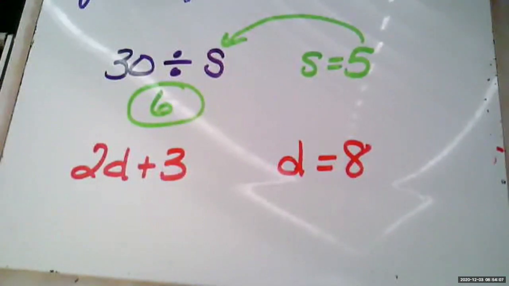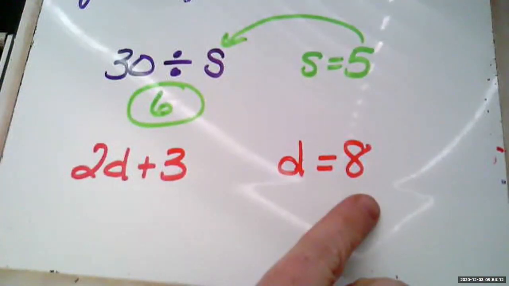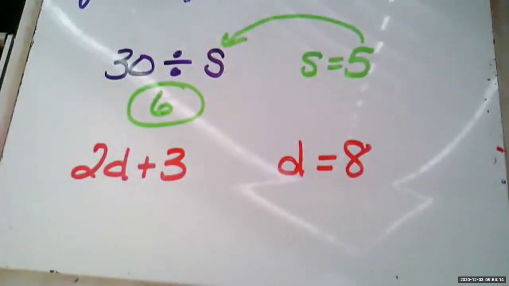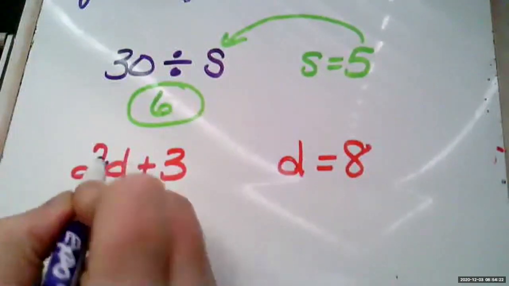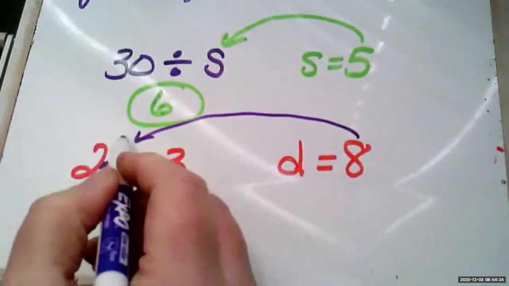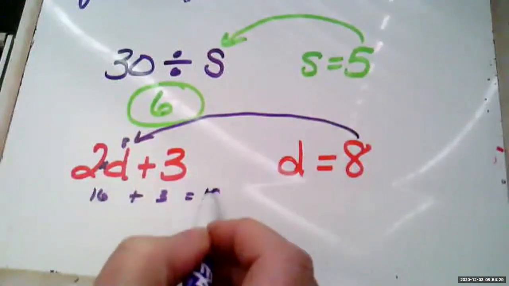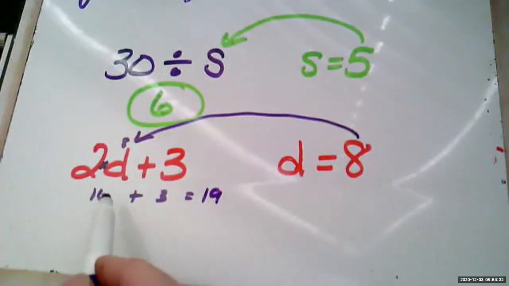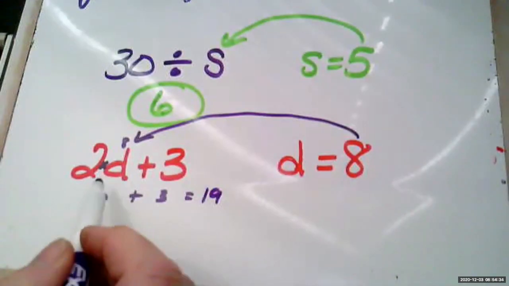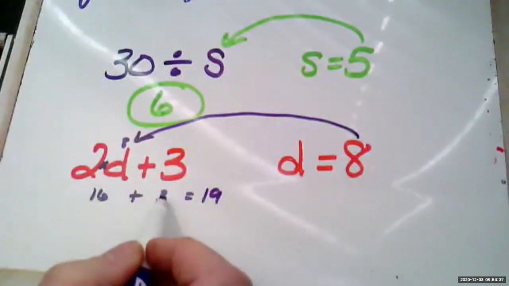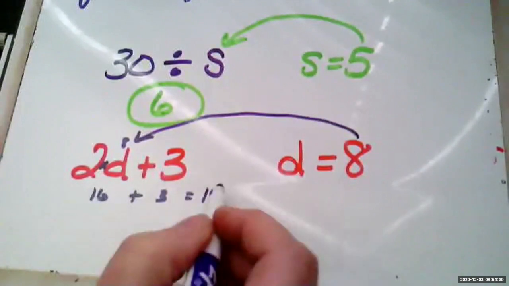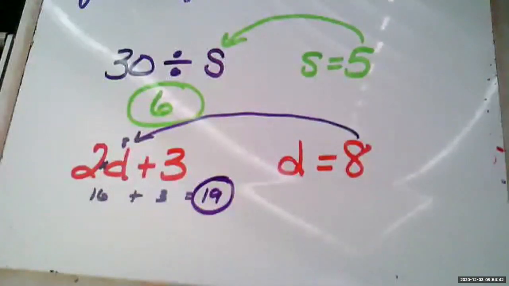What if D stands for 8? How would you solve this one? 2 times D, which means 2 times 8, is 16, and then plus the 3 is 19. That's using a little bit of your order of operations that we learned back in the beginning of the school year. You have to do your multiplication before you can add. So make sure you multiply before you add. And yes, the answer is 19.